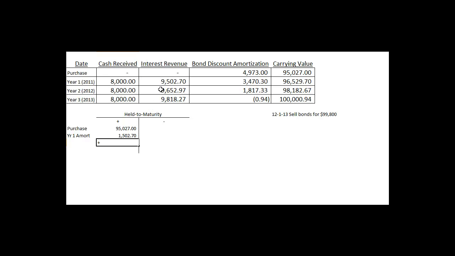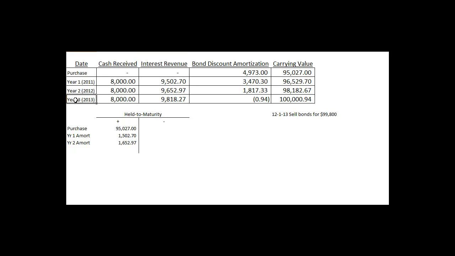At the end of year two, we amortized a little bit more of the bond. So this is year two amortization. Now, what makes this part of the problem challenging is if we held the bond to maturity, we would do the same thing for the end of year three, and we would have a carrying value of the bond at the face value. But we sold it, look, when we sold it, December 1st of 2013.